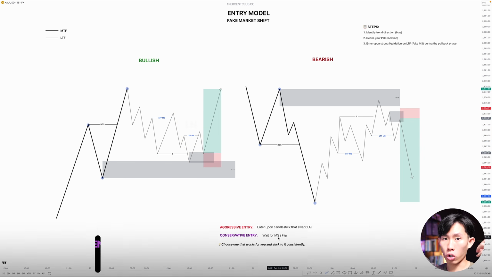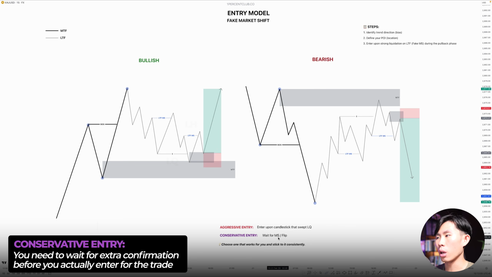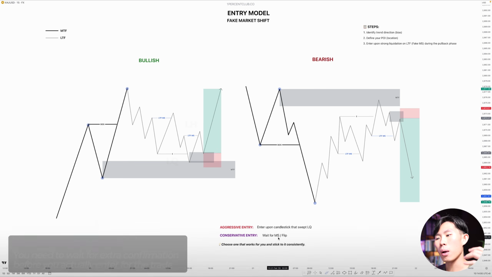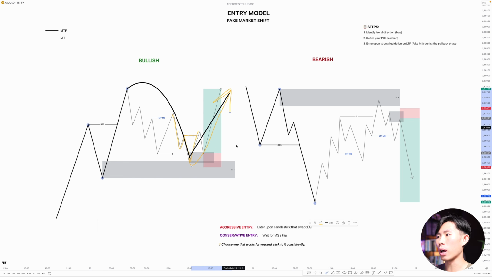Okay. On the other hand, you got your conservative entry, which says that you need to wait for extra confirmation before you actually enter the trade, right? Which means you want to wait for some form of market shift to confirm, that's a shift in structure or some form of flip, some form of failed reaction. So in this case, this is the nearest lower high that led to that liquidation itself. So we want to wait for this lower high to get broken to confirm to us that, you know what, the pullback is over and right now we are moving to the upside.